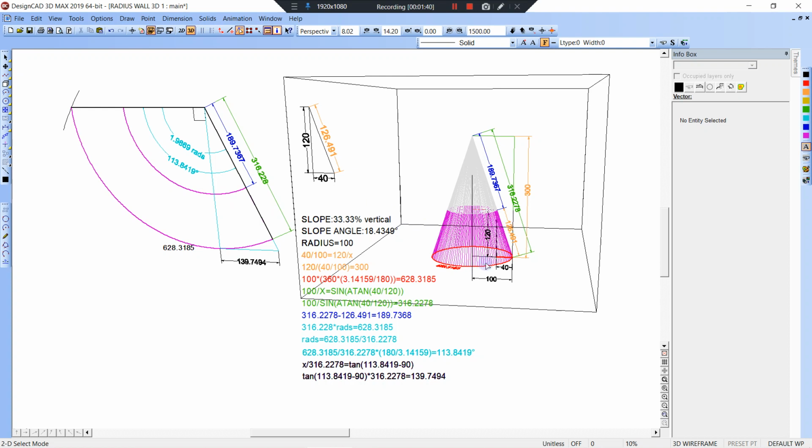You can use trig, which would be find the angle of 40 over 20, so arctangent of 40 over 20, and then multiply that by 100, and then you would get the height. Or you could use scale: 40 is to 100 as 120 is to x, and 300 is x.